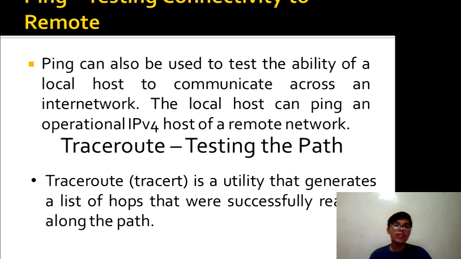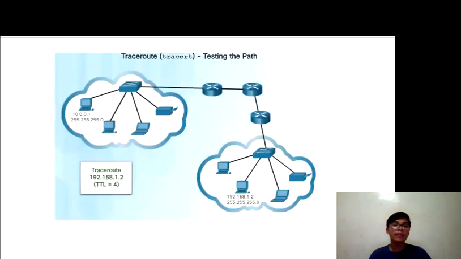Traceroute. Traceroute is a utility that generates a list of hops that were successfully reached along the path. This is an example of traceroute testing the path.